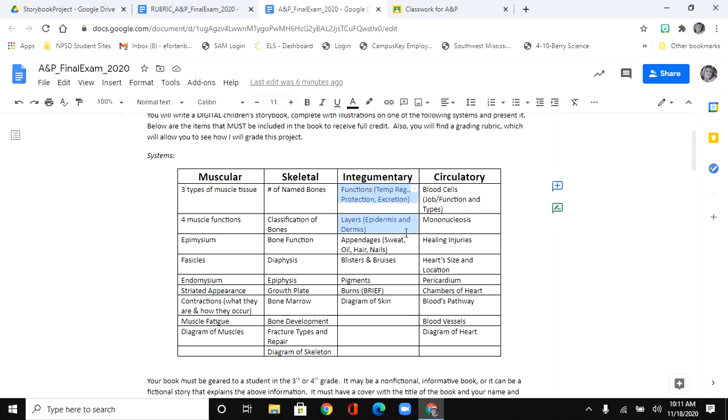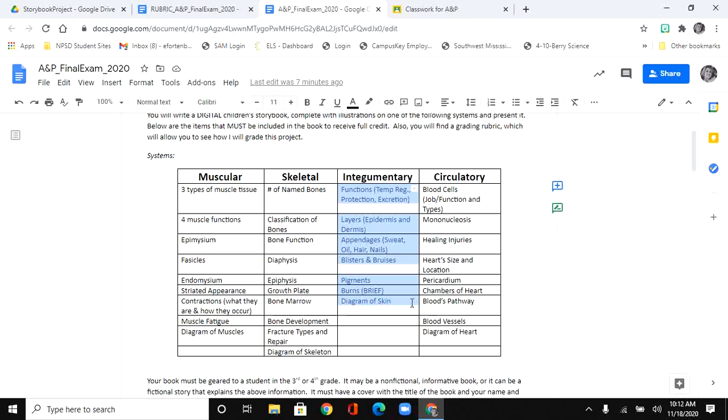For the integumentary system, these are your topics. So you'll talk about functions of the skin. You will discuss the layers of the skin, like the epidermis and the dermis. You'll talk about the appendages, and there's a lot of those: sweat glands, oil glands, hair, nails. You will discuss blisters and bruises. You will talk about skin pigments. And then you'll do a brief discussion on burns. Since this is a children's storybook, we don't want to be too graphic, but a brief discussion on burns.